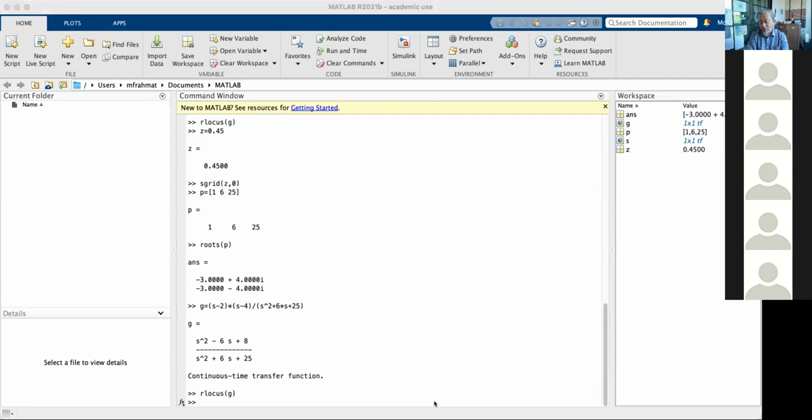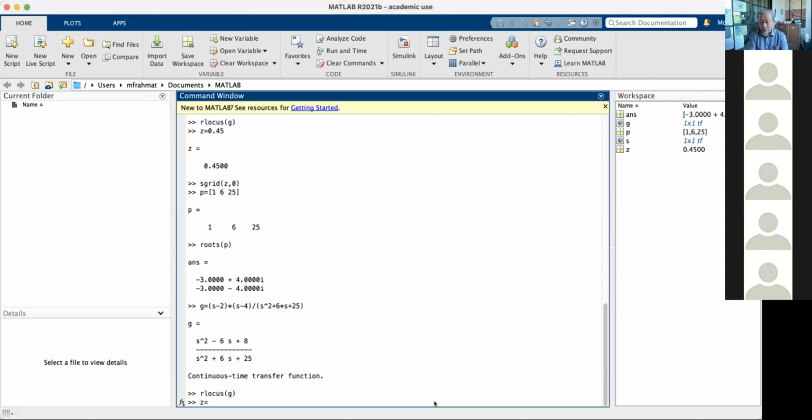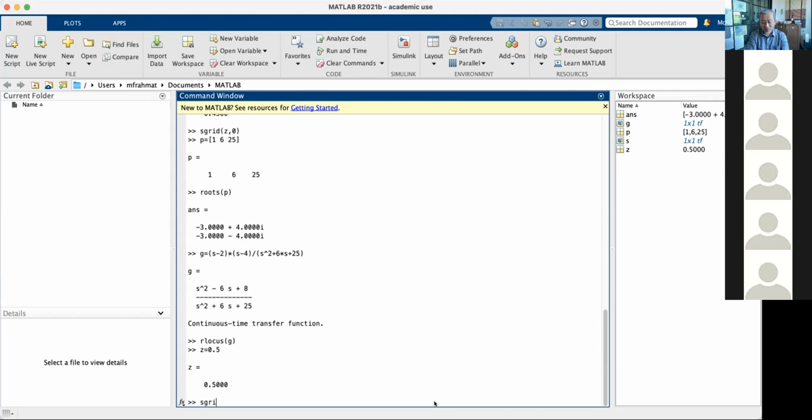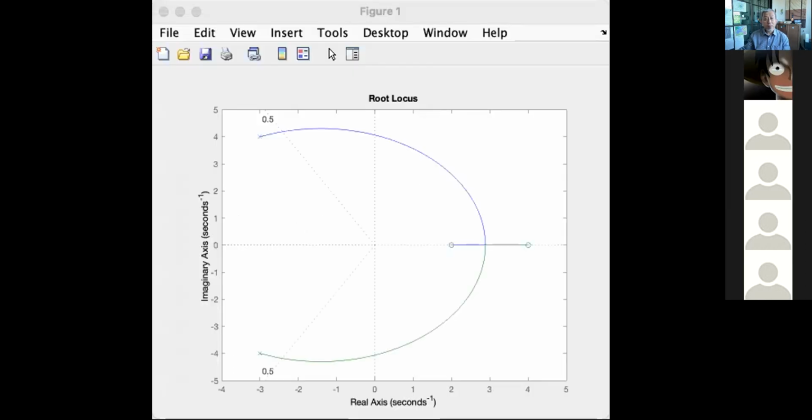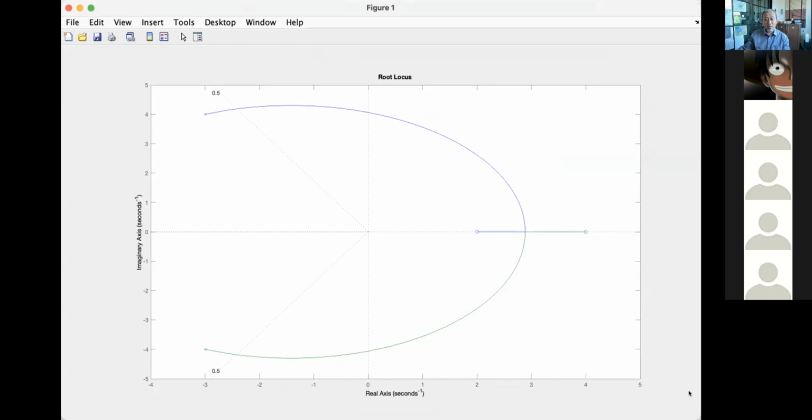Okay, dah dapat drawing. And then damping ratio 0.5 macam mana? Z equals to 0.5. R. As grid Z origin. Kan? Okay, so we see the plot. Okay, you see the plot.